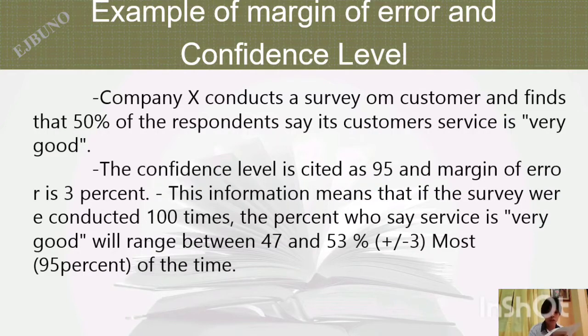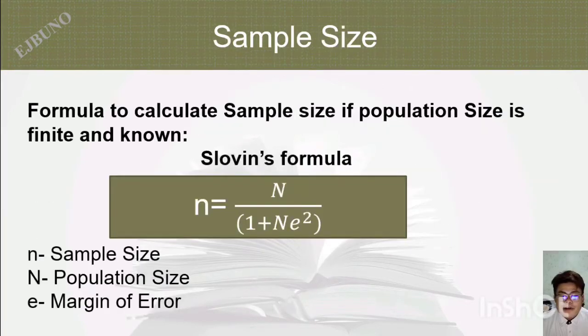Most 95% of the time. Sample size. The formula to calculate sample size. If the population size is finite and known, we're going to use Slovin's formula, which is n equals N over 1 plus N e squared, where n is the sample size, the capital N is the population size, and e is the margin of error.